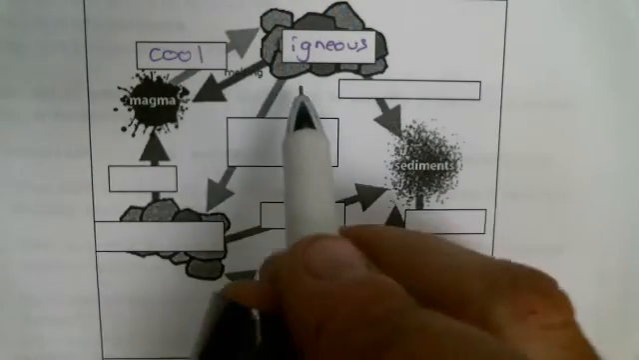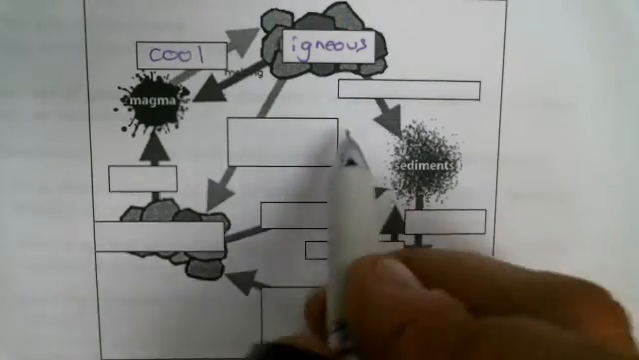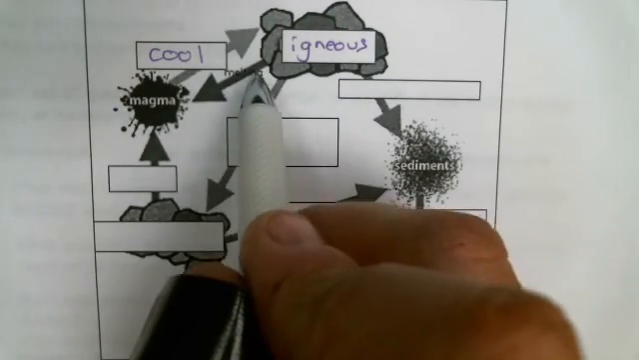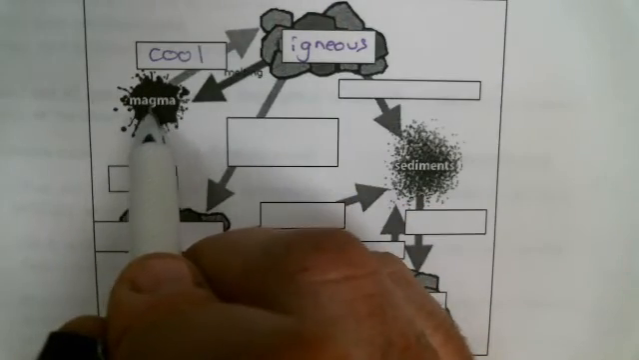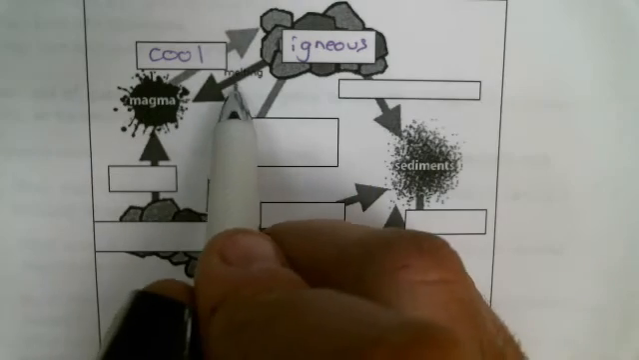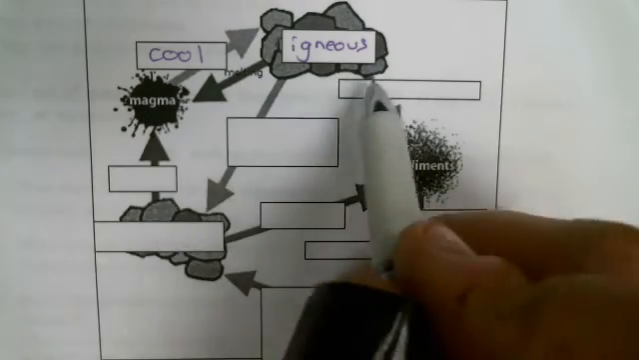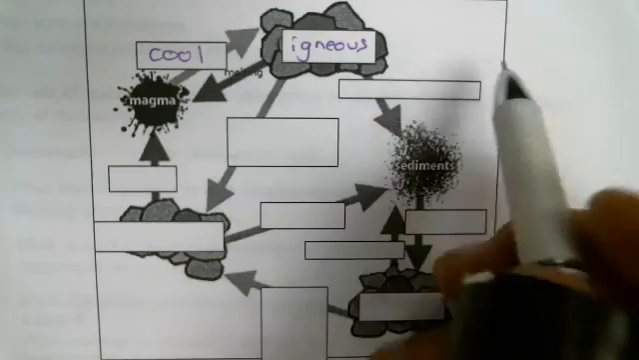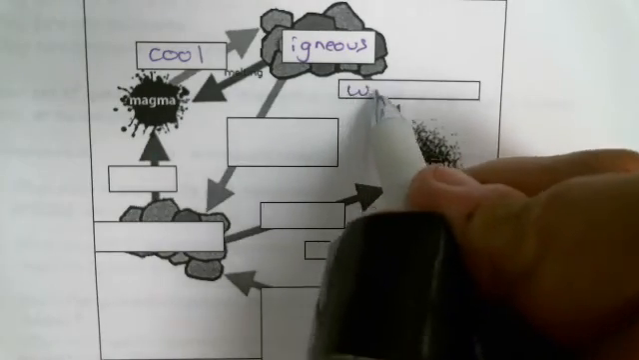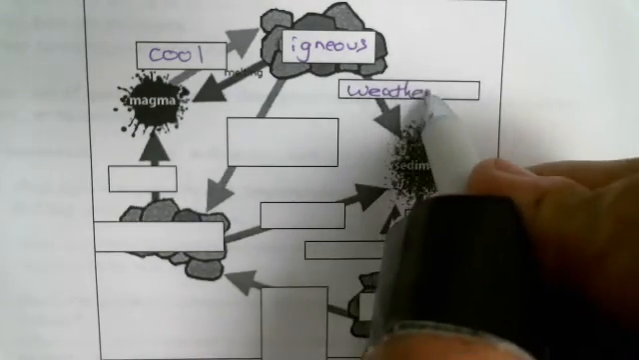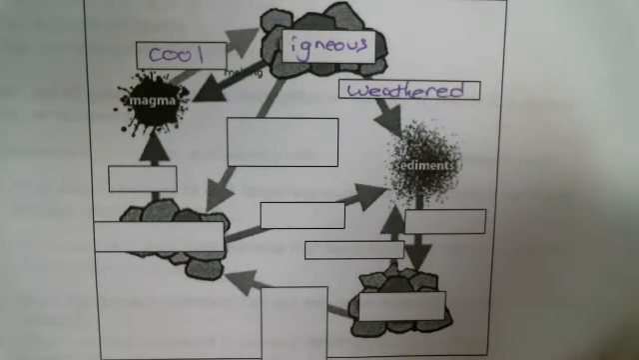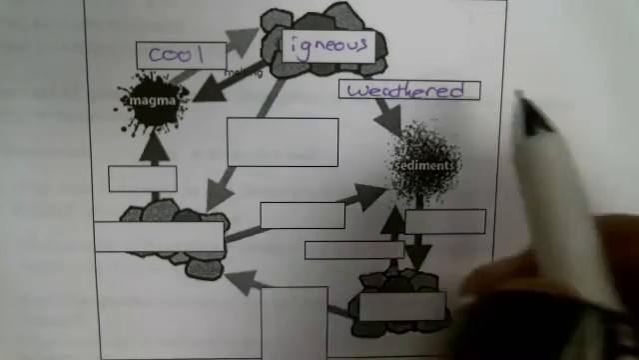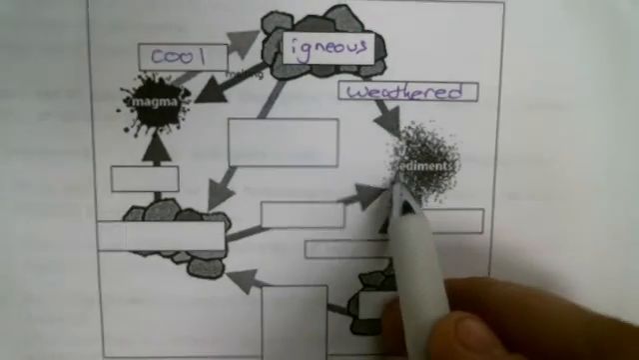Those igneous rocks can have several different things happen to them. One is it could melt and get back into magma. Melting is already written for you. Another thing that could happen to igneous rock is that it could be weathered. Weathered means broken down by water, wind, ice, and other kinds of processes. And when it breaks down, it turns into sediments.